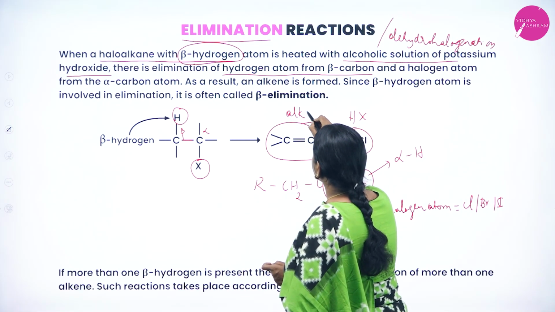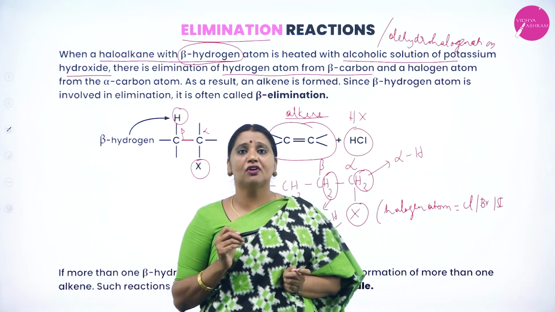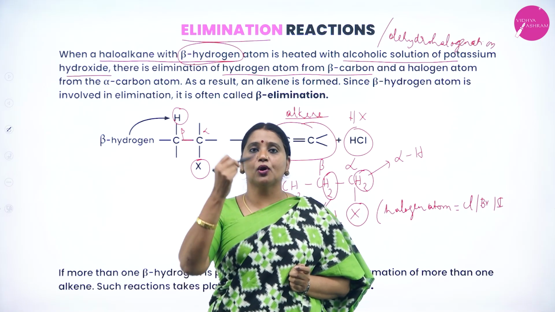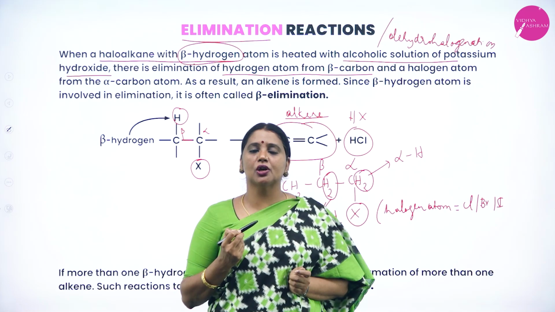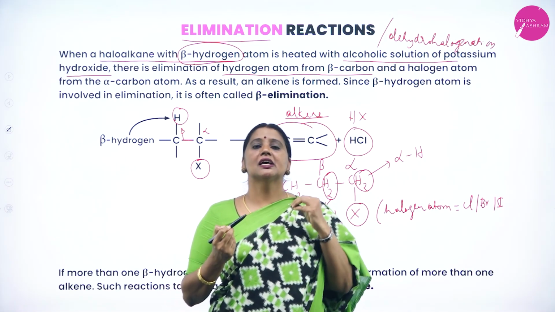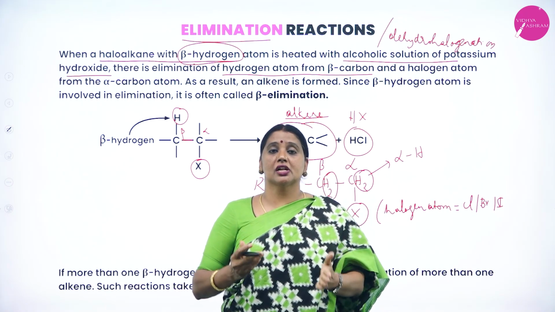Ali, what's the product formed during dehydrohalogenation? During dehydrohalogenation, there is a formation of alkene. What's the product formed during dehydrohalogenation or beta elimination? Alkene. Once again I'll repeat, what is elimination or beta elimination or dehydrohalogenation?